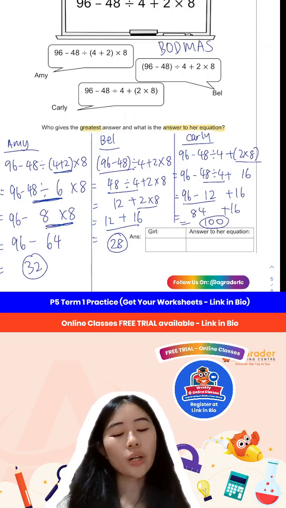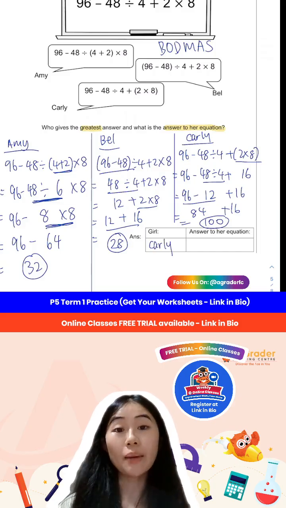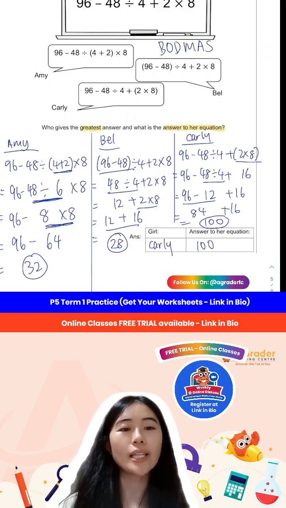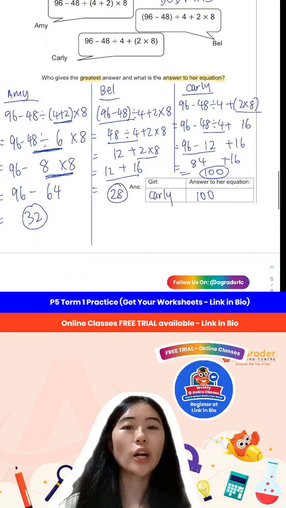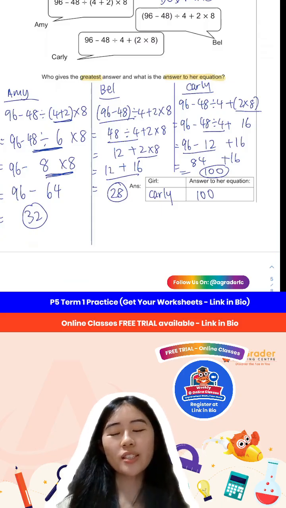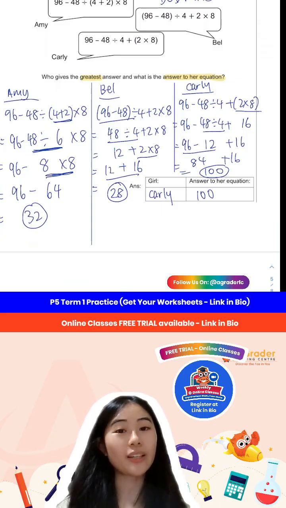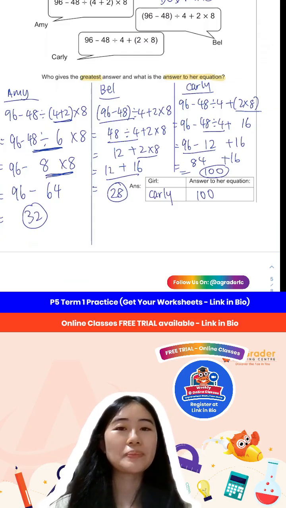So now, who has the greatest answer? That will be Carly. Write down her name and then write down 100 as her answer. So Carly is the answer. This question is actually not difficult, but it just takes a little bit more time to solve than other questions.